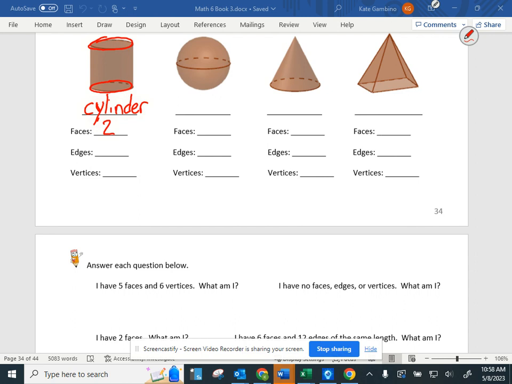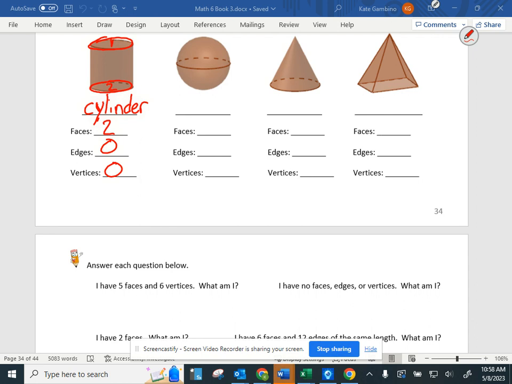Amelia? 2. So, an edge is a line segment where 2 faces meet. So we have 1 face up here and 1 face down here. Is there a line segment where they meet? No, there's not. So we would say 0. How many vertices are there? Nora? 0. There are no corners.